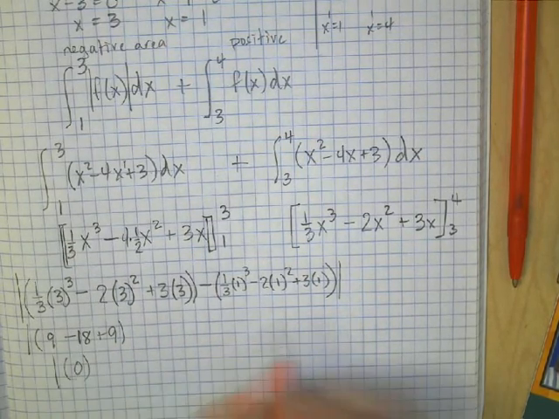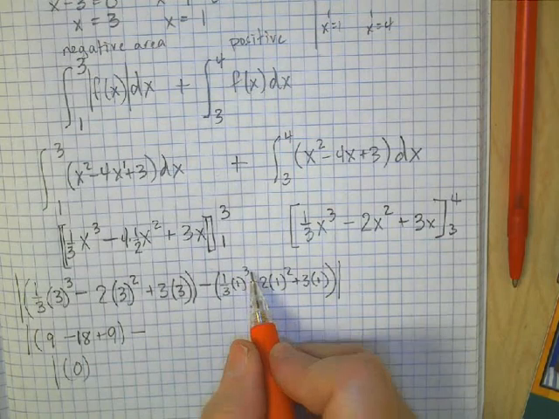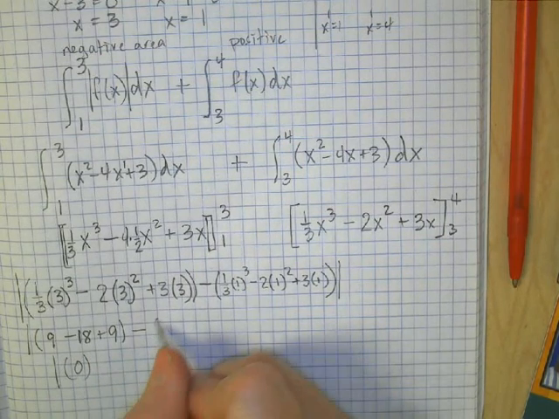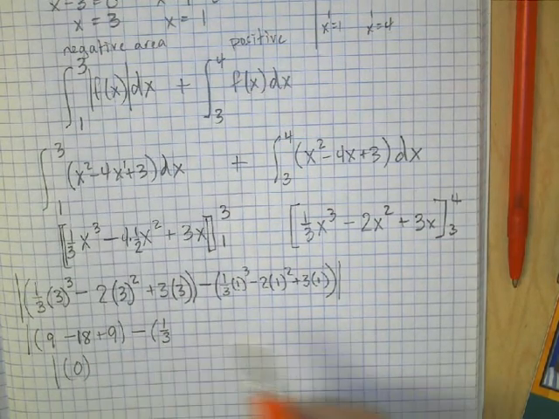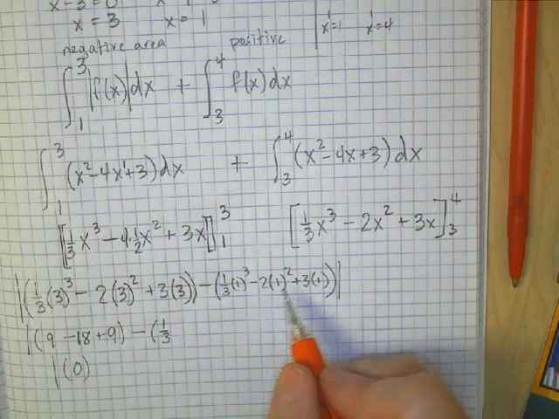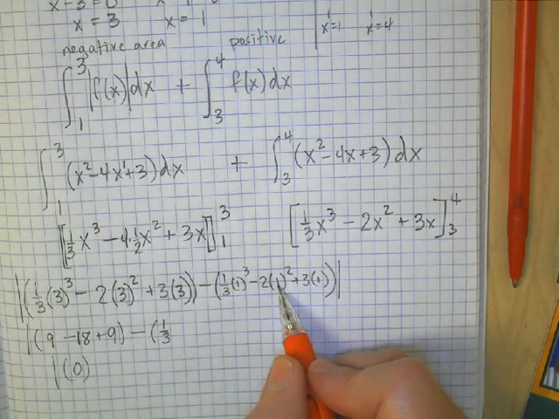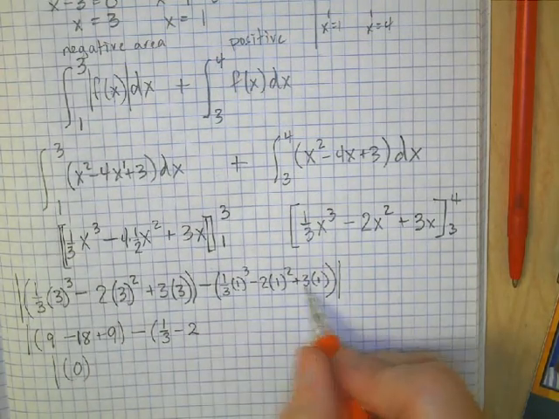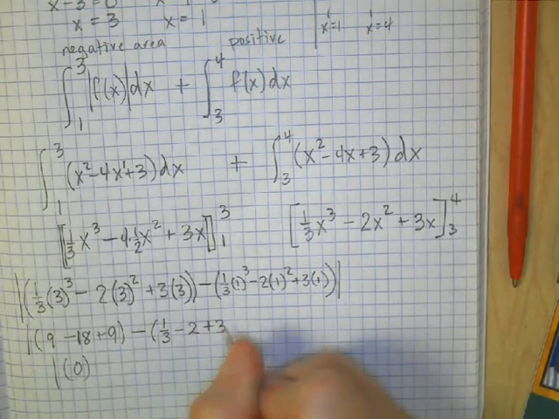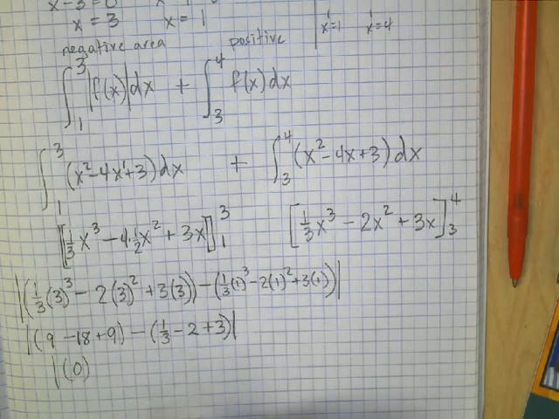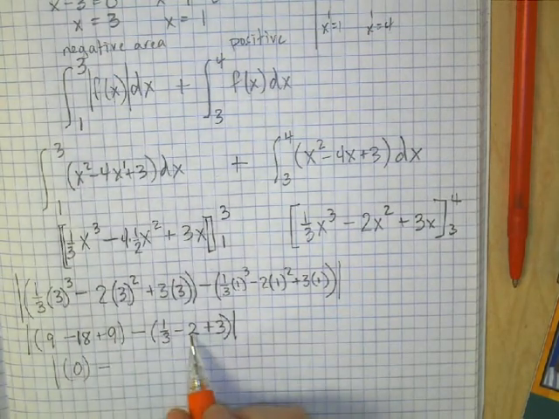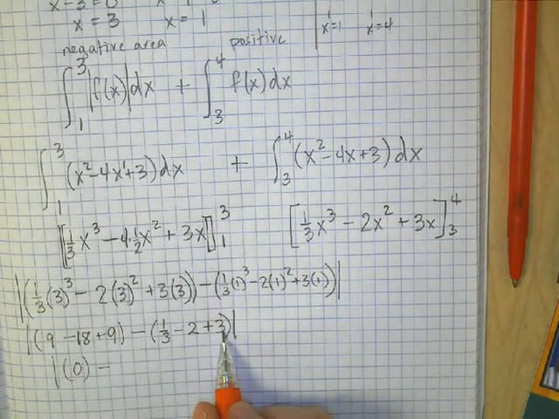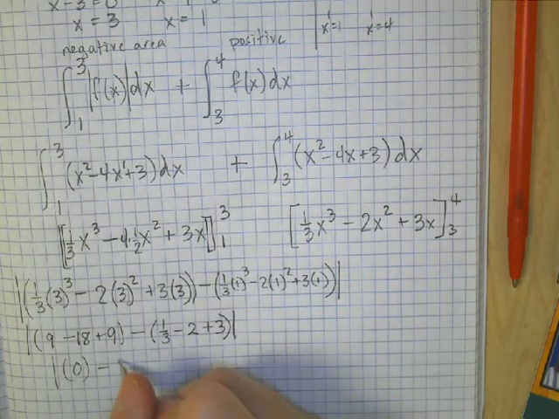All right, and then this part, 1 cubed is 1. 1 times 1/3 is 1/3. Notice I'm not dropping my parentheses yet. 1 squared is 1. 1 times 2 is 2, so minus 2. 3 times 1 is 3. Okay, minus, let's see, negative 2 plus 3 is 1. 1 plus 1/3 is 1 1/3.